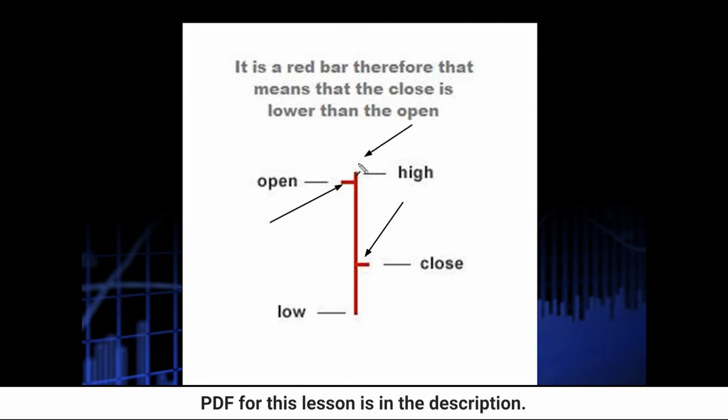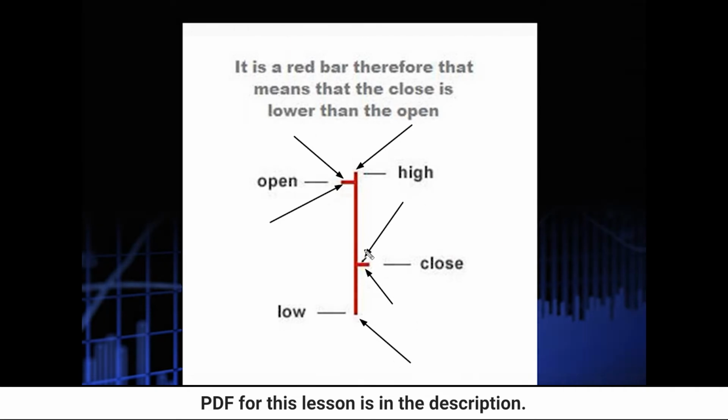The high of the bar still represents the highest point that the currency went to in that time period, and the low of the bar still represents the lowest price that the currency went to in that time period. The right mark is still the close, and the left mark is still the open.